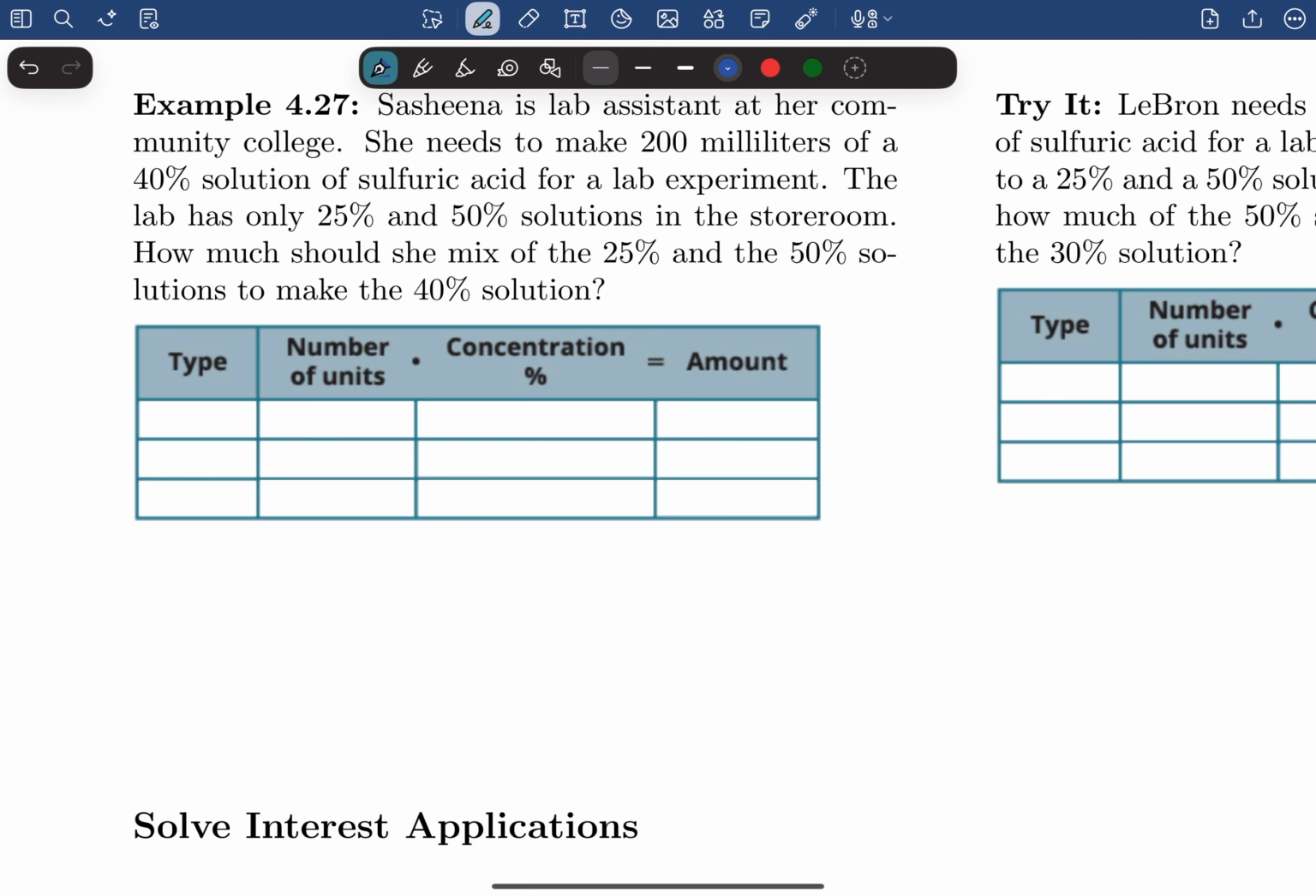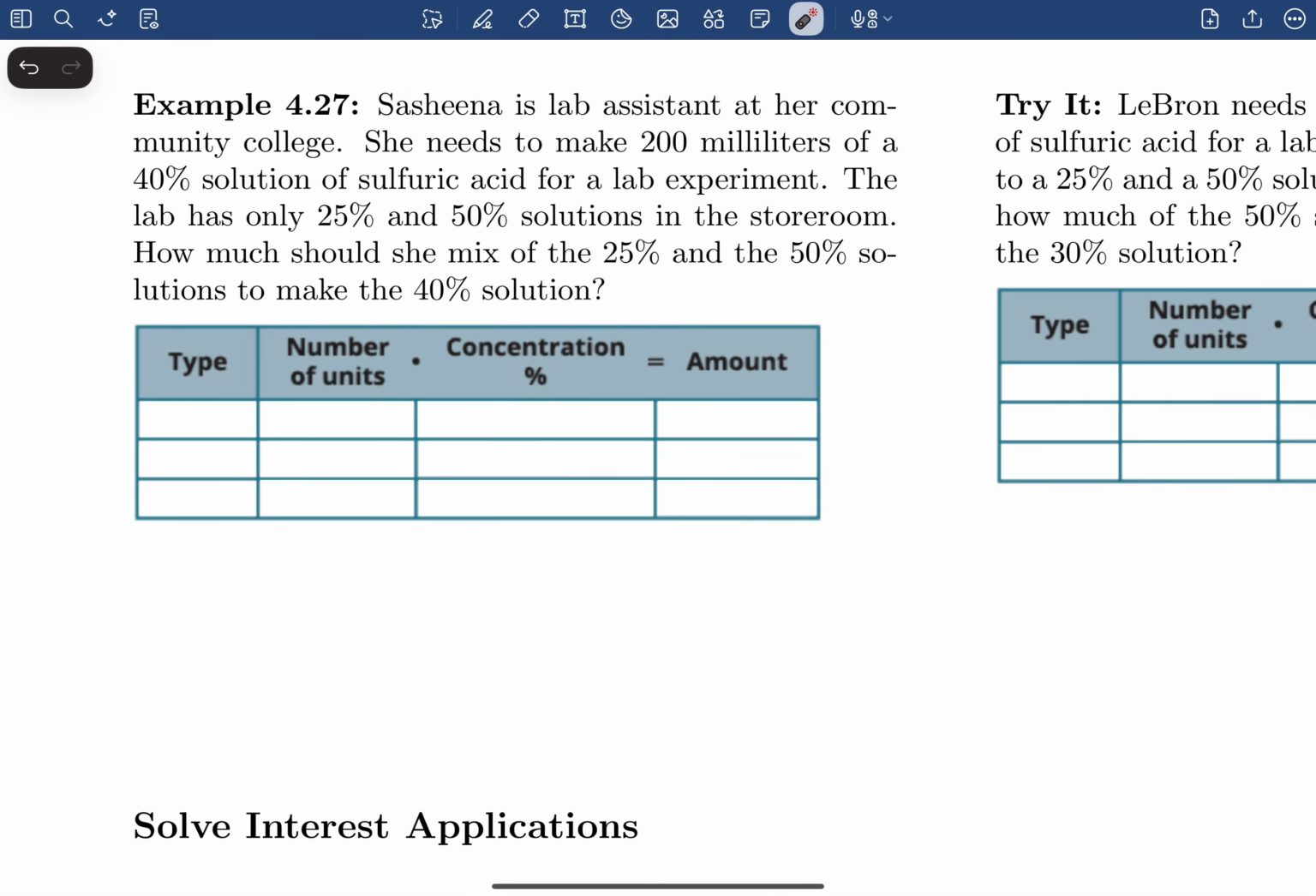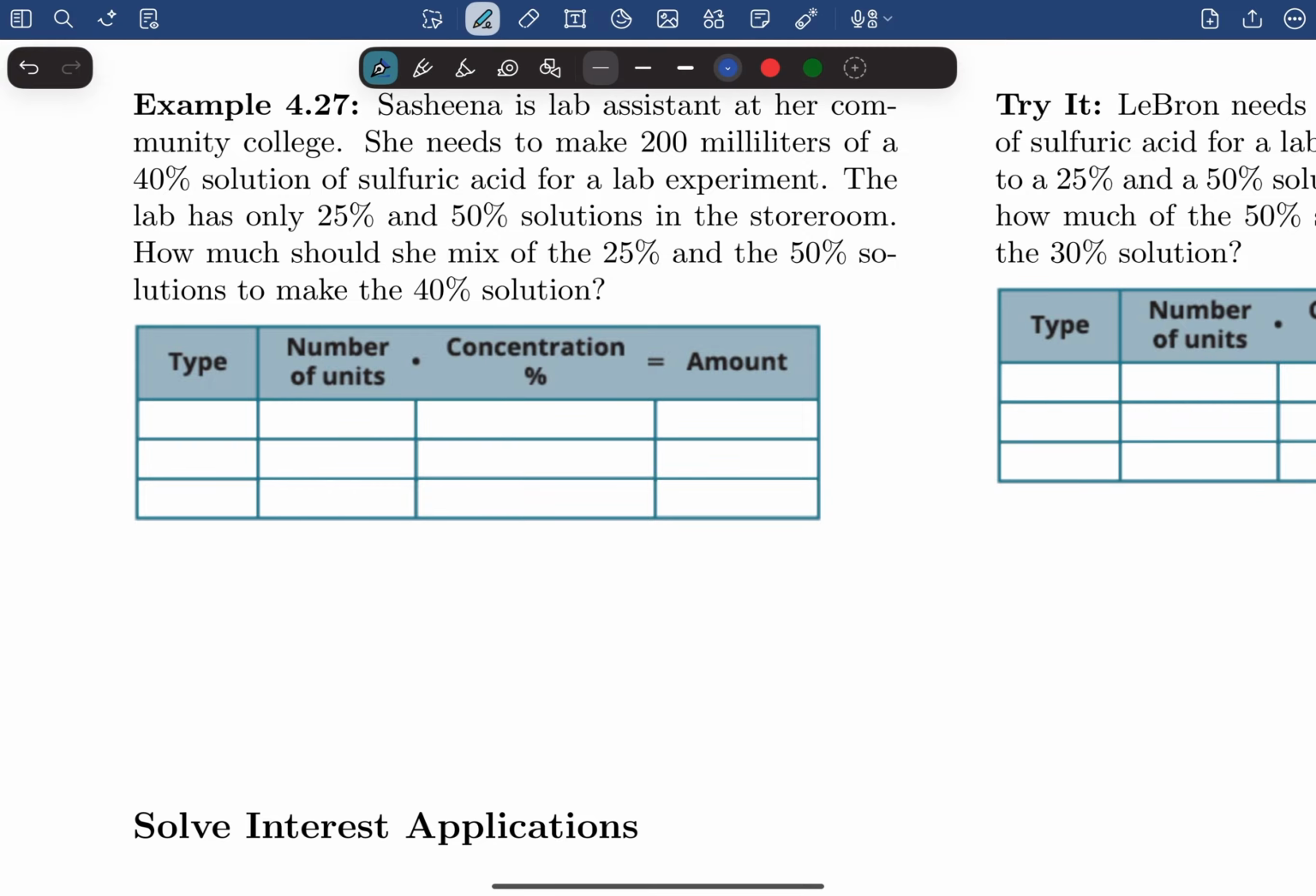So let's organize this into a table. In fact, this table would look like this that you create, and we'd have the number of units, right? And that would be the milliliters, right? Number of units of a certain concentration. And then we'd have to multiply that by the concentration percent, and that will equal the amount of solution. Now, the way I see it, we're dealing with a 25% solution. We're dealing with a 50% solution, and we have to combine them together or mix them together to make a 40% solution. So these are the types of solutions we're dealing with.